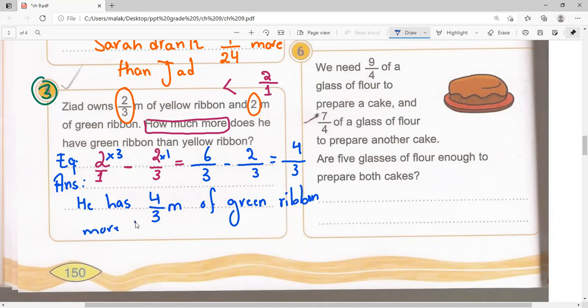Yes, Ali. I put here 2/1 minus 2/3 equals 4/3. Okay, you did it on a draft paper. Yes, I did it on a draft paper. Correct, and me too, teacher. Okay, so he has 4/3 meters of green ribbon more than yellow ribbon. Is it clear? Yes. Okay, now we'll go back to problem one.